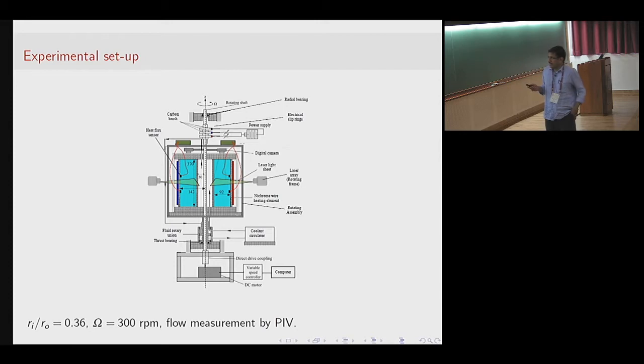The entire setup rotates at a velocity of 300 revolutions per minute. And the radius ratio of the setup is 0.36, which is approximately the radius ratio between the inner core and the outer core, that is, the core-mantle boundary of the Earth.